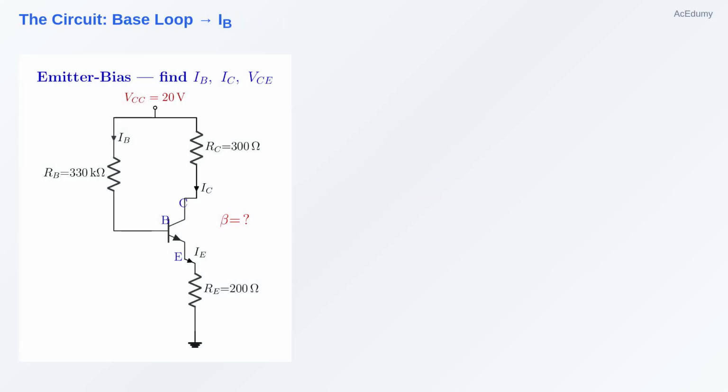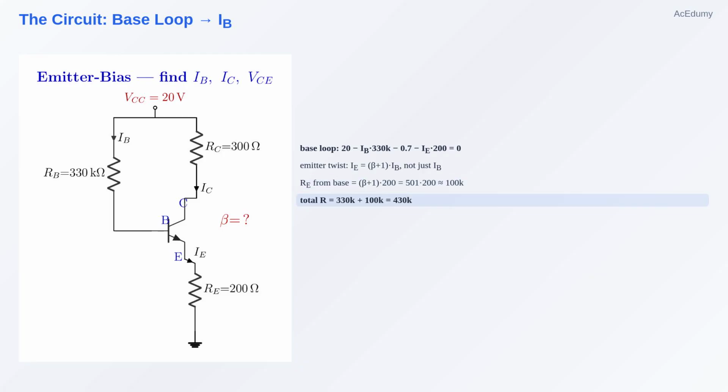Now the algebra, starting with the base side. Walk the base loop from the supply down through the base resistor, across the base emitter junction, and down through the emitter resistor to ground. In words, 20 volts minus the base current through 330K, minus the usual 0.7 across the junction, minus the emitter drop. The one subtlety is the emitter. The current there is not the base current. It is beta plus 1 times bigger, the base current plus the collector current it controls. So the emitter resistor, felt from the base, acts like 501 times 200 ohms.